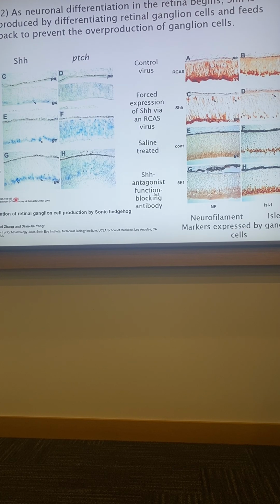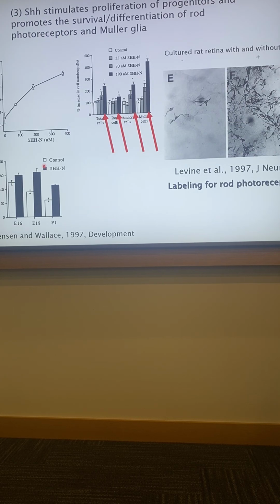It also is expressed by ganglion cells. Someone brilliant said it's produced by neurons. You get enough sonic hedgehog feeding back, and the cell fate changes, and it says stop making ganglion cells, for example. And that's the whole point of these. So if you interfere with sonic hedgehog signaling, you get more ganglion cells, even though it's being produced by ganglion cells, because it feeds back onto the progenitors and says stop making ganglion cells.